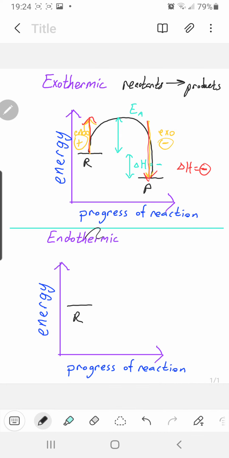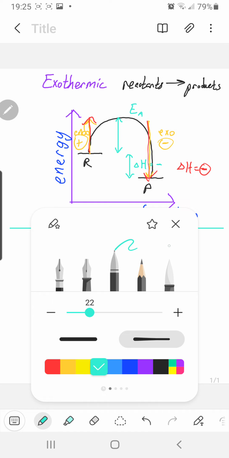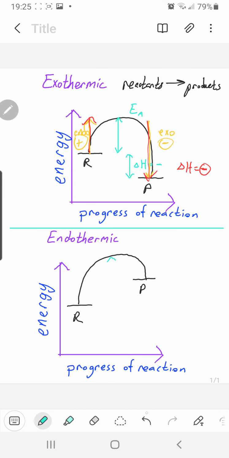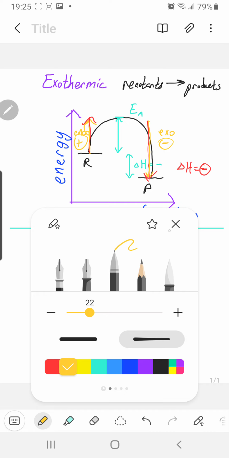If exothermic is fine, now let me draw endothermic. We have our reactants here. In endothermic, the reaction takes in energy from the surroundings, so the energy inside the reaction will increase, and the products will have more energy. Again you draw that curve from the reactant to the products, and again from the reactant to the top of the curve, this is the activation energy. Same as for that one. Then the distance between the reactants and products is the energy change.